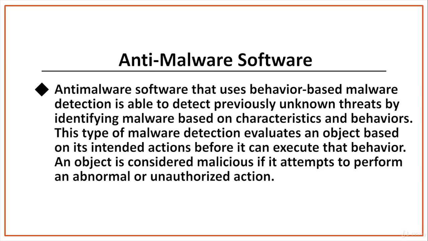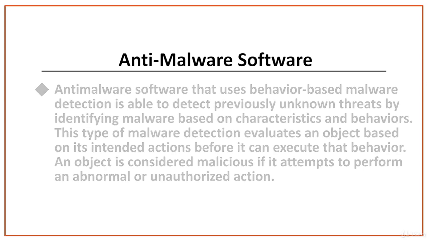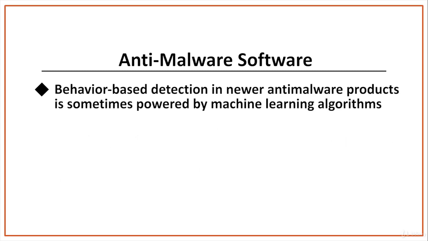Anti-malware software that uses behavior-based malware detection is able to detect previously unknown threats by identifying malware based on characteristics and behaviors. This type of malware detection evaluates an object based on its intended actions before it can execute that behavior. An object is considered malicious if it attempts to perform an abnormal or unauthorized action. Behavior-based detection in newer anti-malware products is sometimes powered by machine learning algorithms.